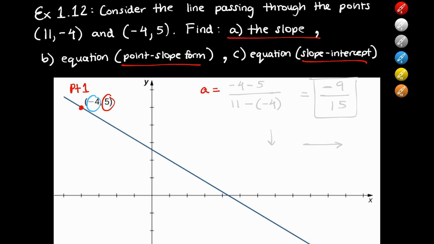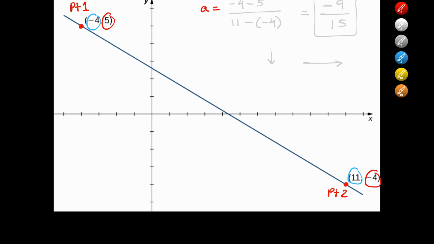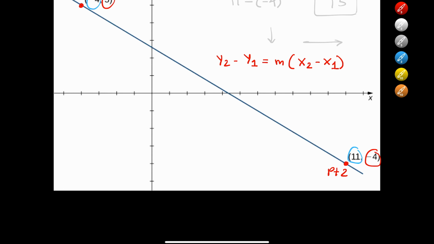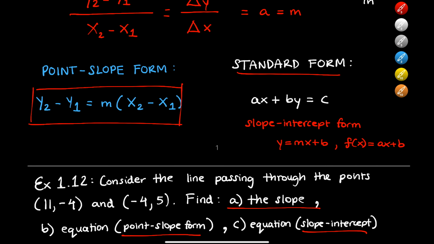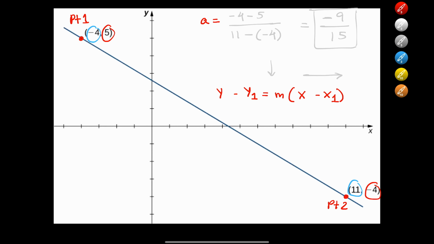So now let's find the point slope form. We have the two points and we have the slope, so we just need to plug in all the values. Point slope form is y2 minus y1 is equal to m times x2 minus x1. Sorry, I did this wrong from the beginning. This is not y2 minus y1. It's just any point. So it would be y minus y1 is equal to m times x minus x1. So this stays as y and this stays as x.